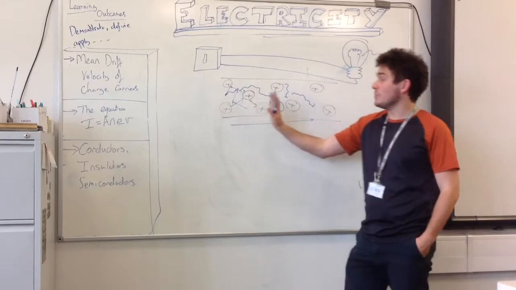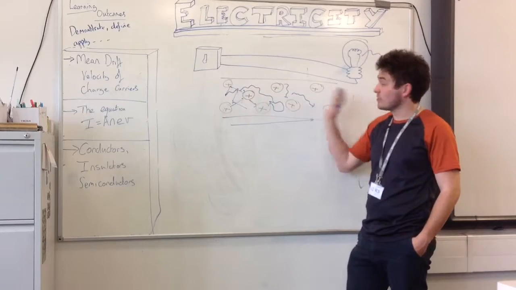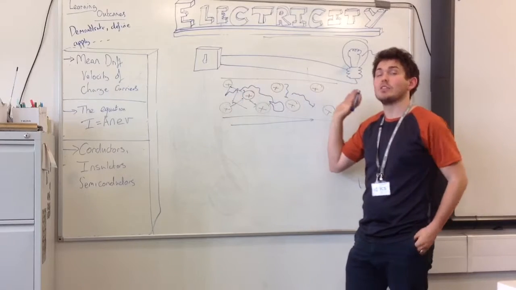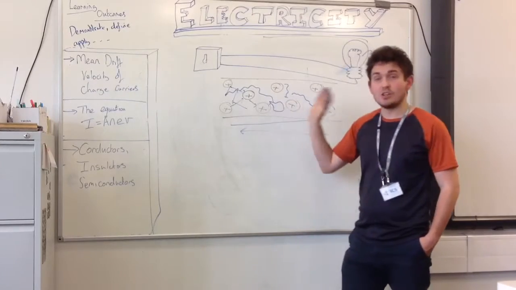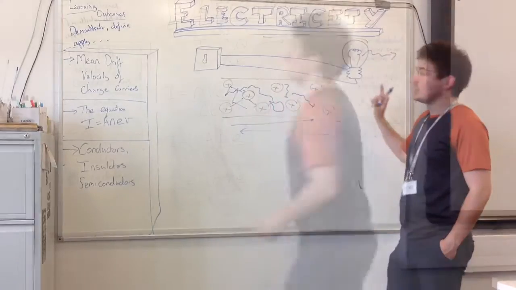The net movement of this wiggling and bashing into other things is in the way that the electron flow is going. Conventional current is going in the opposite direction, obviously. You need to remember that.